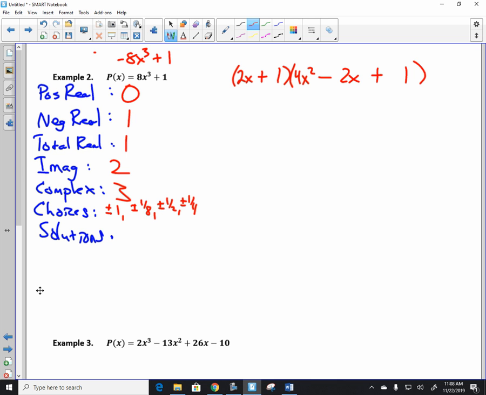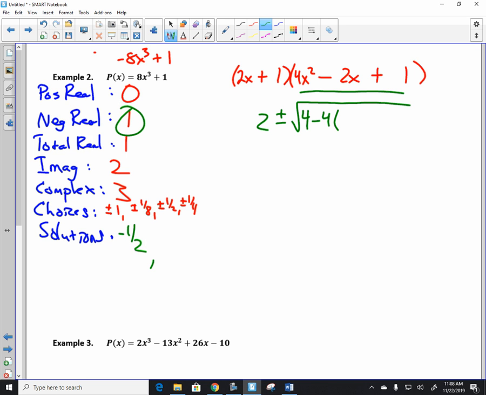Looking at that, I could tell what one of the solutions is. What's one of the solutions? Negative 1/2. And that jives with this right here, doesn't it? I got one negative real solution. In order to find these solutions, they're both imaginary, I must use the quadratic formula. Negative b plus or minus square root of b squared minus 4 times a is 4 and c is 1, divided by 2a.